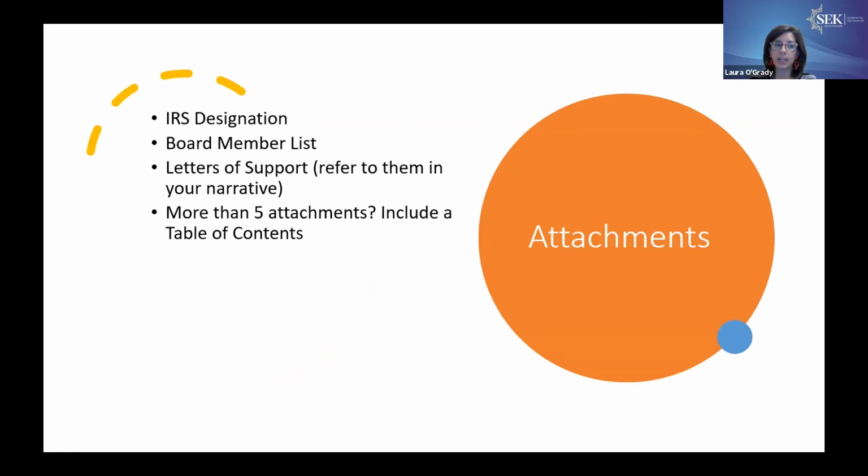Attachments, they will always ask for attachments, and these are the most common ones. Your IRS designation, a board member list, letters of support, which you should refer to in your narrative. And if you have more than 5 attachments and you're submitting a paper version, include a table of contents.